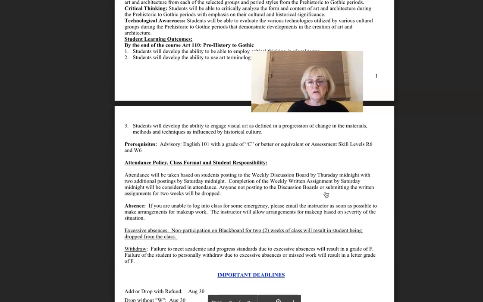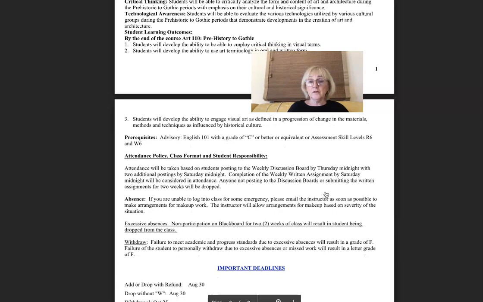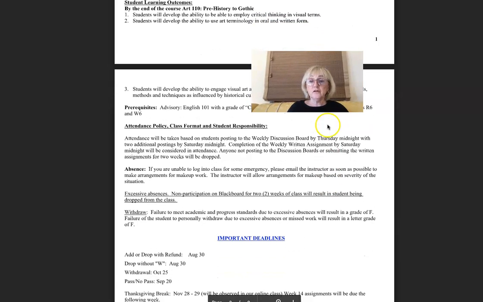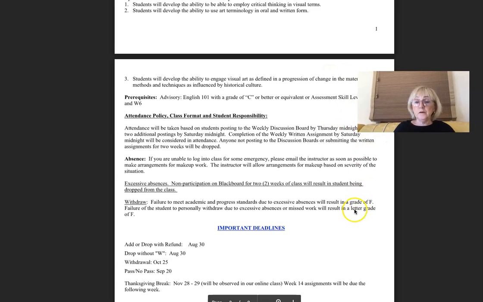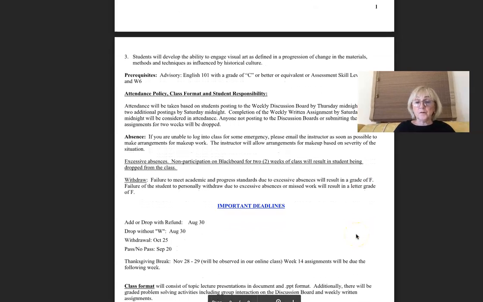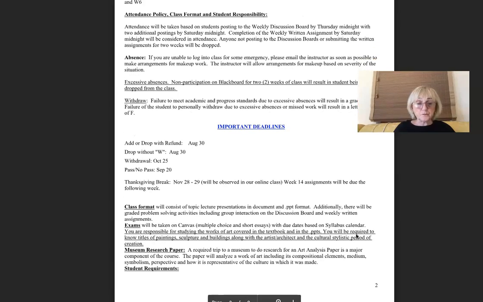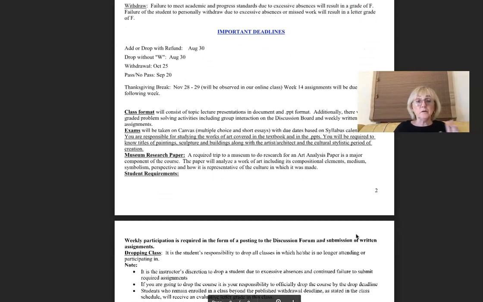As far as the discussion board requirements, you are required to have your initial post on the discussion board by Thursday midnight, and then 2 response posts to classmates by Saturday midnight. And in addition, Saturday night, the written assignment is due. If you scroll down to the course, there are the important dates there.